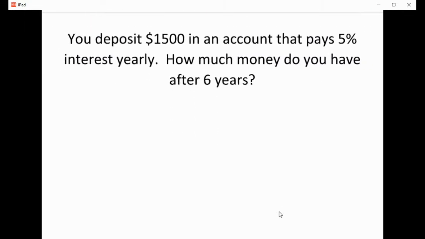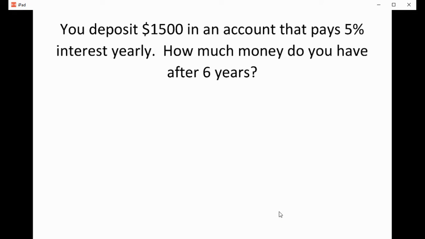All right. So you deposit $1,500 in an account that pays 5% interest yearly. How much money do you have after 6 years? So in general, there's two steps. You want to write your equation and then plug in the number for x, because a lot of times the question will ask for the equation and then also ask for the answer.